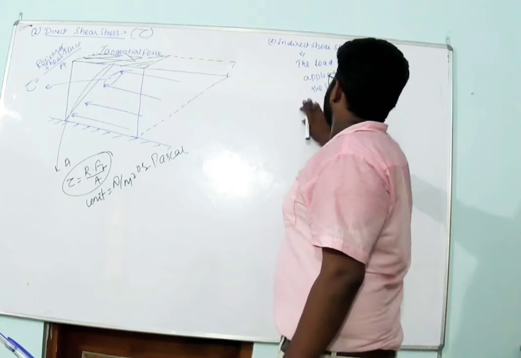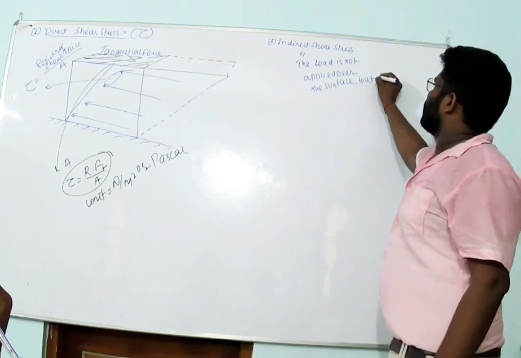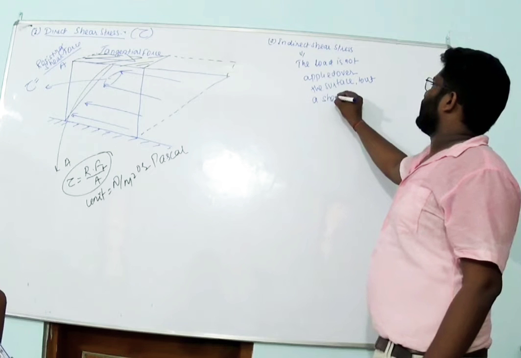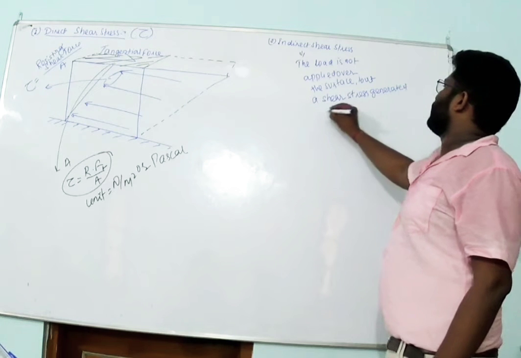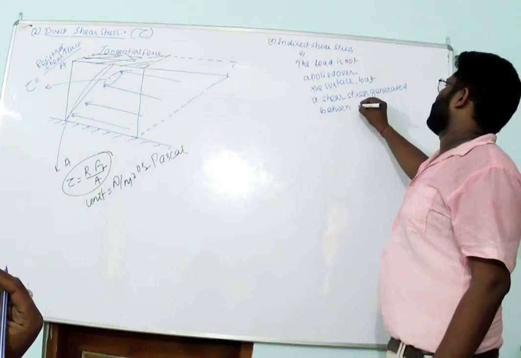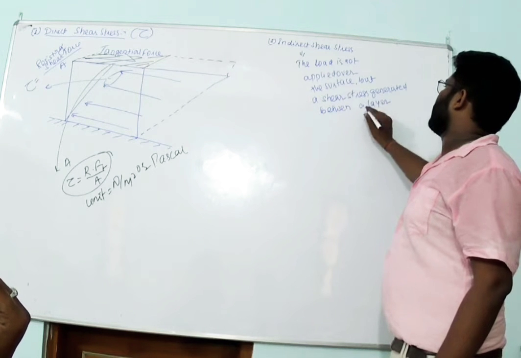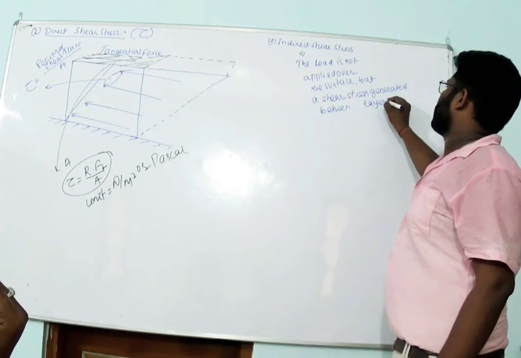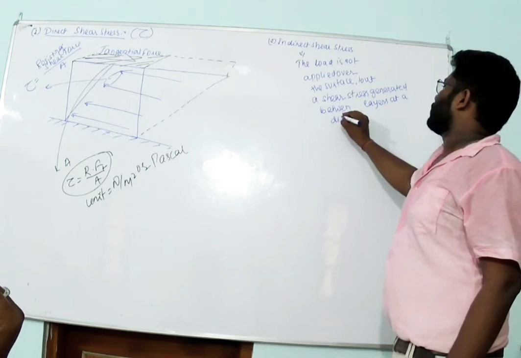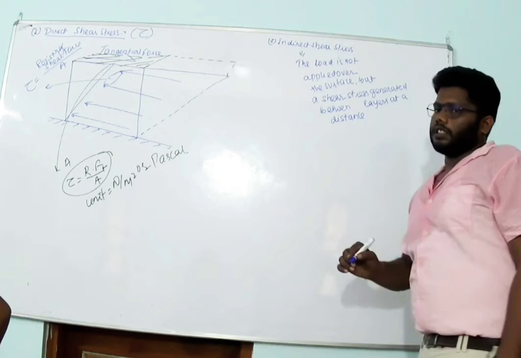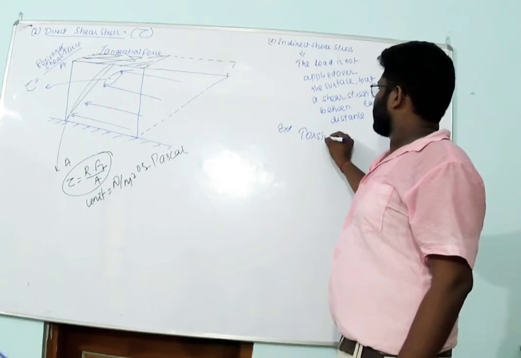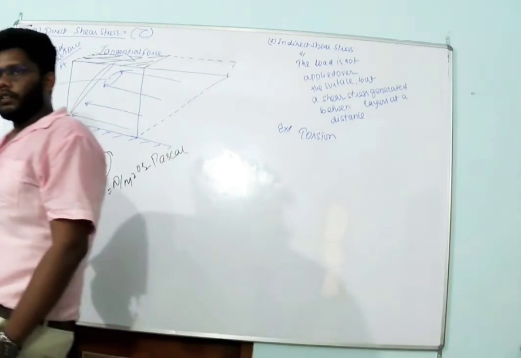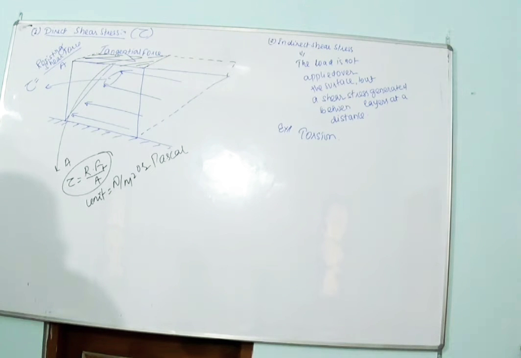Rather, shear stress is generated between layers at a distance. At a distance, the layers would experience the shear stress. Example, what is the example? Example is the torsion. What is the torsion? T by J is equal to G theta by L is equal to tau by r.